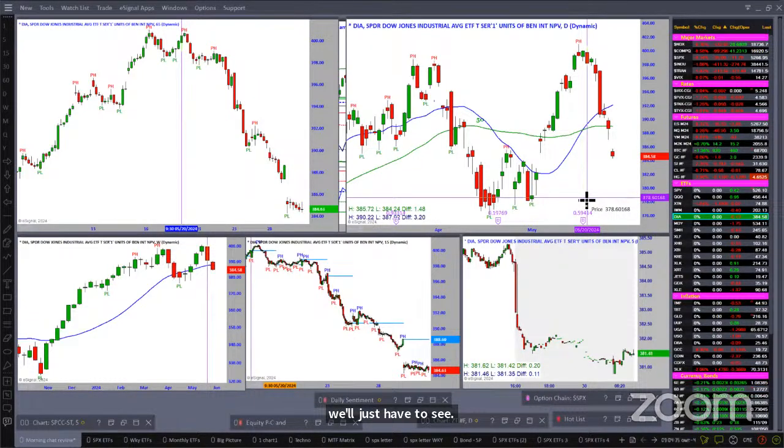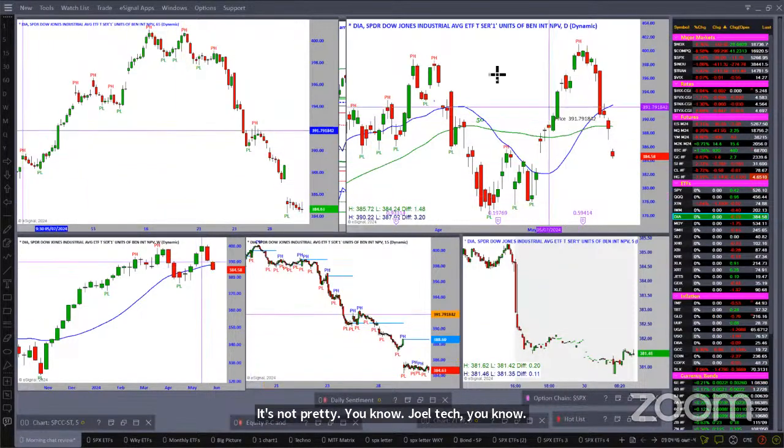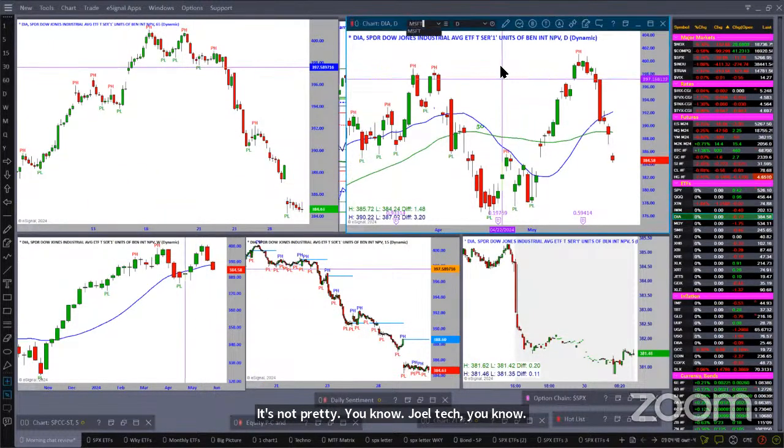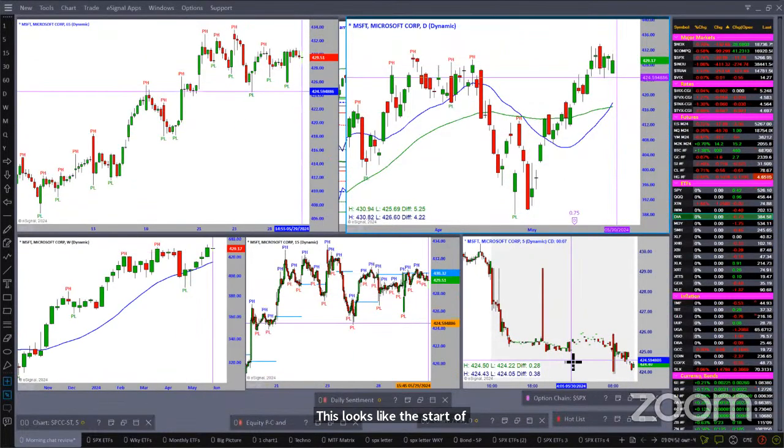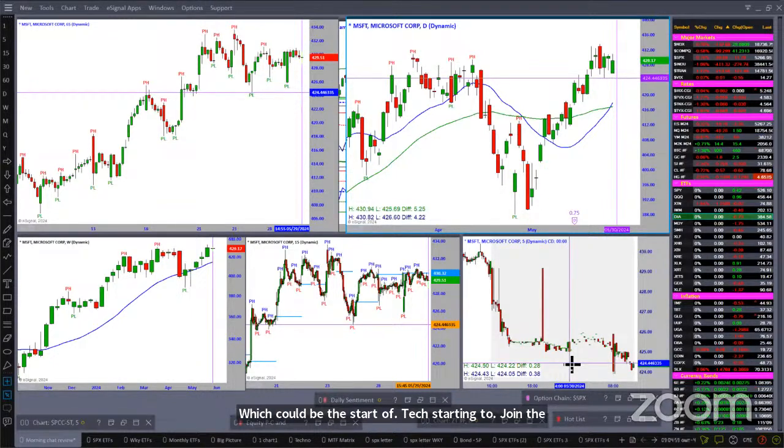Typically, what leads the way down starts to show some relative strength. If you look through the Dow stocks, it's not pretty. It's all tech, you know. And that being said, this looks like the start of tech starting to join the bear party. Microsoft gapping down below the green bar, and it's at that bottoming tail bar, still in an uptrend. It's got next support.